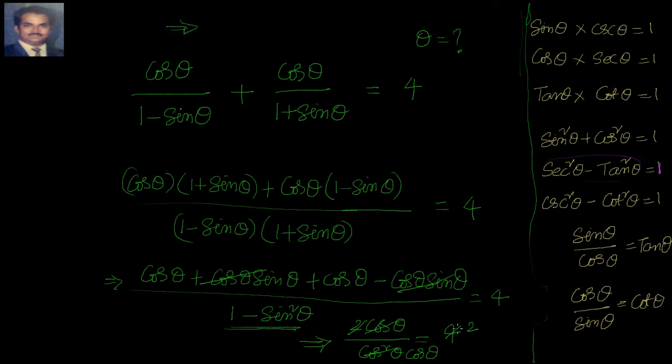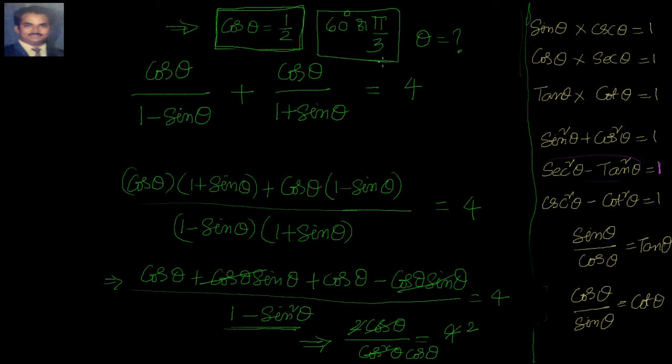Do you remember for which angle theta the value of cos is 1 by 2? That is nothing but equal to 60 degrees or pi by 3. So the answer is this. We'll stop with this. Next video we'll go through heights and distances.